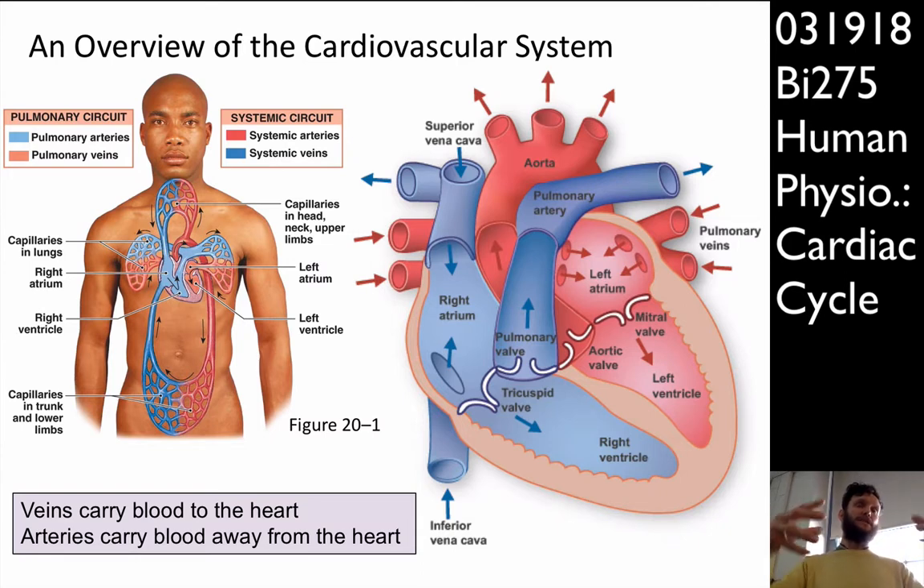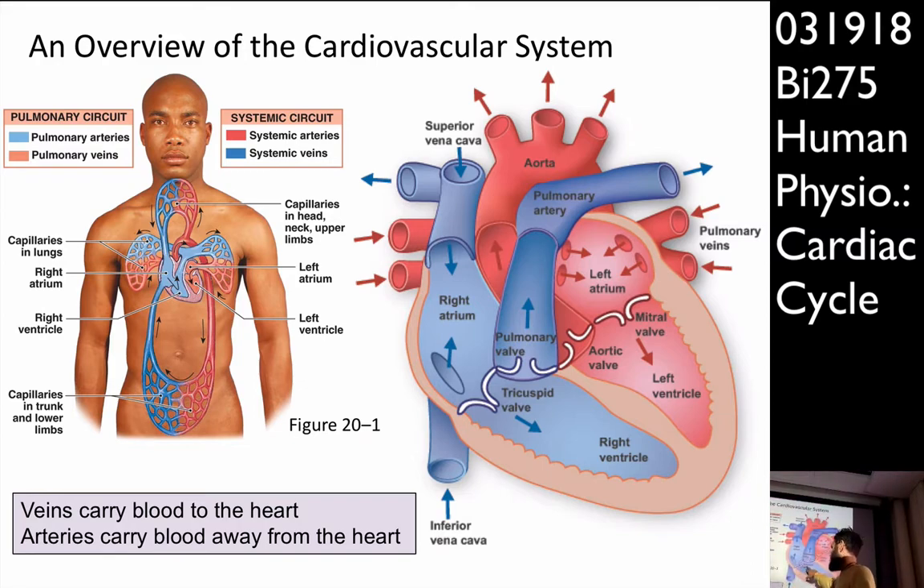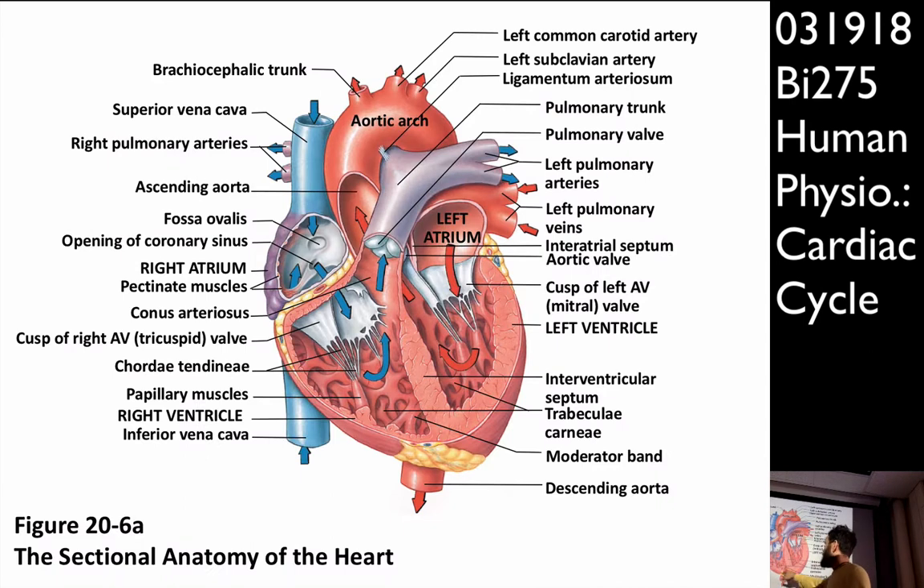There are these leaves that have what are called chordae tendineae, these cords that pull on the cusps, and muscles that hold them, which prevent them from prolapsing. So when the ventricle is contracting, these muscles, the papillary muscles, are pulling down on the chordae tendineae and the leaves, preventing the cusps from being blown back into the atrium.